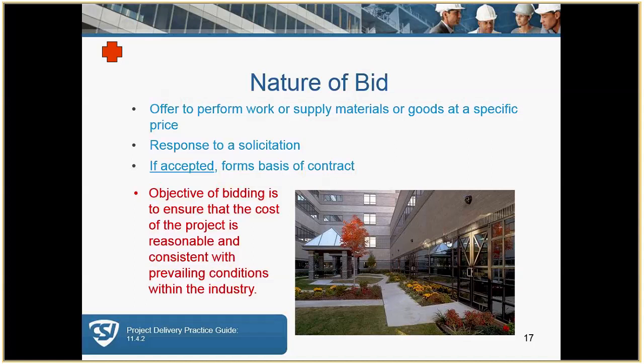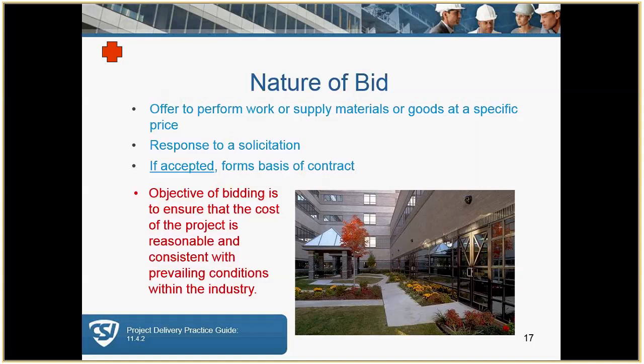The nature of the bid is an offer by bidders for a specific scope of work at a set or specific price. And this is a response to a solicitation for bidding, and if it's accepted, then the lowest or sometimes best bid forms the basis of the contract. The key objective of bidding is to ensure that the pricing is reasonable and consistent with prevailing market conditions, often described as what the market will bear. Note in Canada, this is typically called a tender.